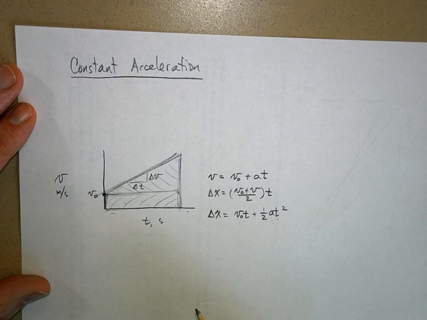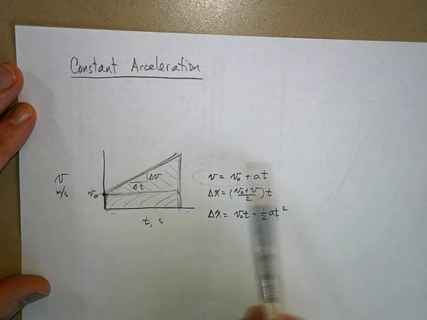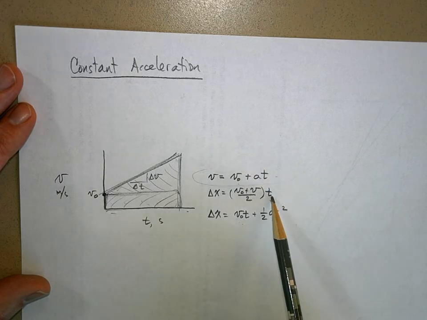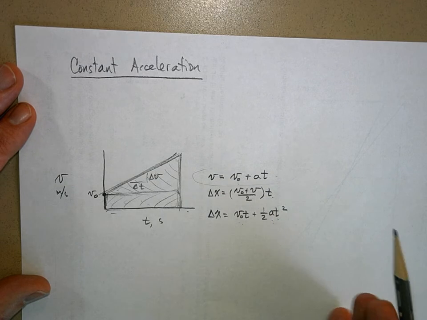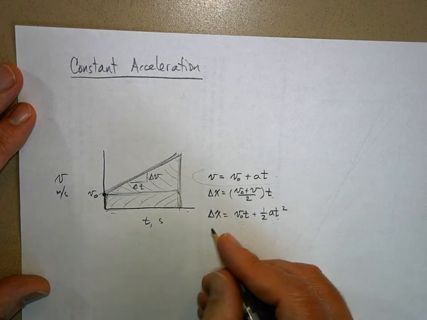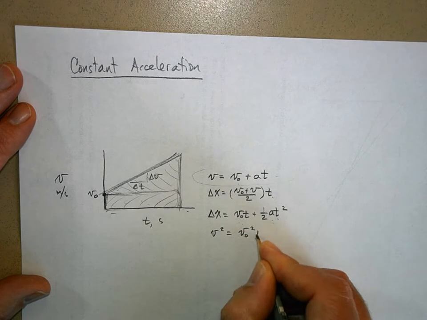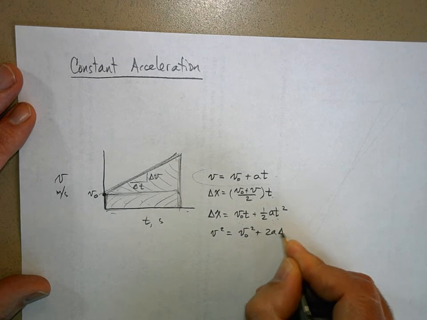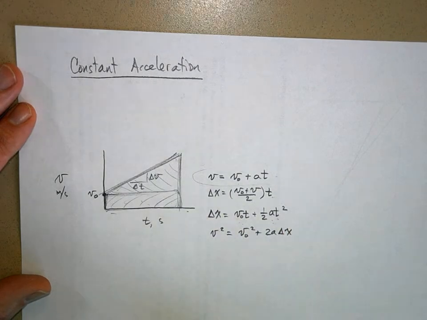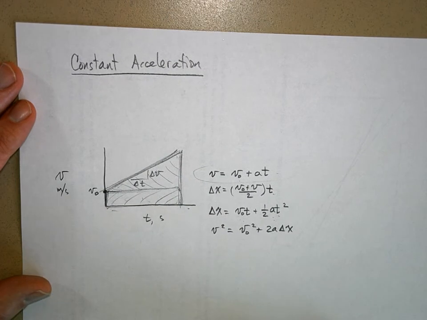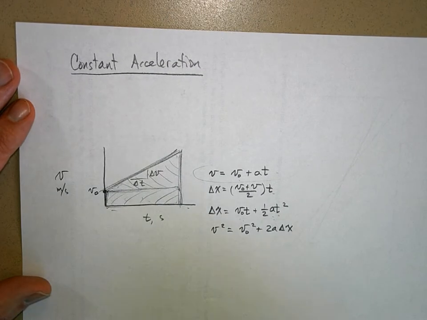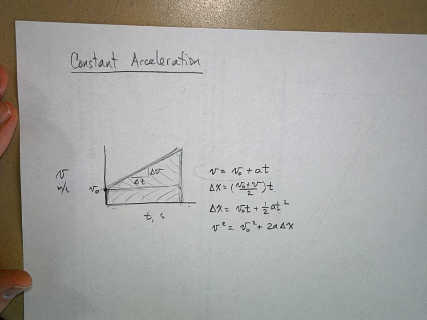Then I did one other thing. I took this equation and solved it for time, substituted it in here to eliminate time from the equation, and derived my fourth kinematic equation. And got that equation. So these are my kinematic equations. You probably have these memorized by now.